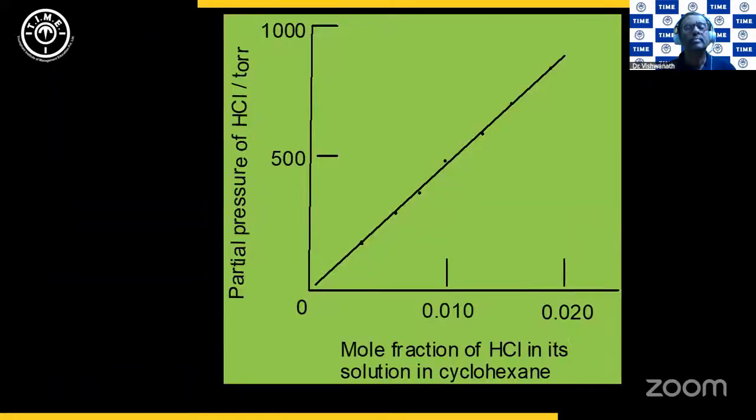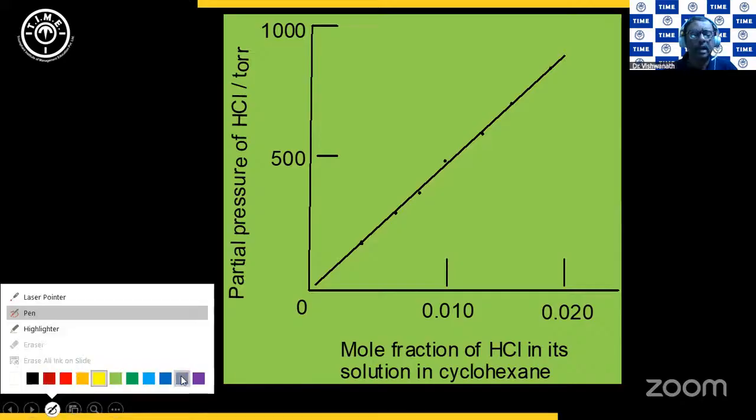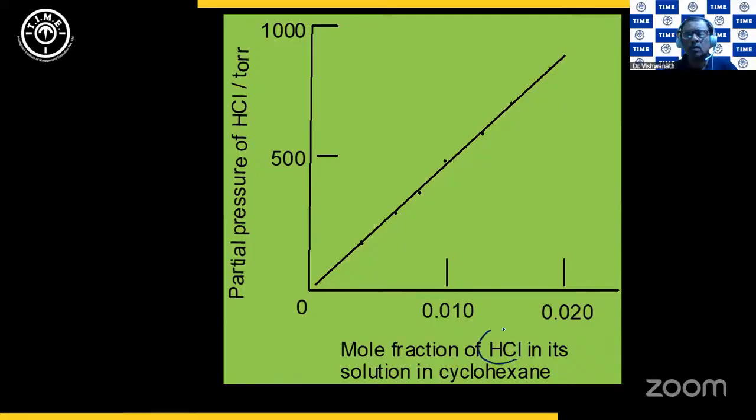This part will check here. Now, this is the Henry's law for a gas, HCl. HCl is a gas. That HCl gas is dissolved in what? Cyclohexane. Cyclohexane is an organic solvent. And this is the partial pressure of HCl. As the pressure rises, the solubility also rises, the mole fraction also rises. This is Henry's law in the form that has been shown there.